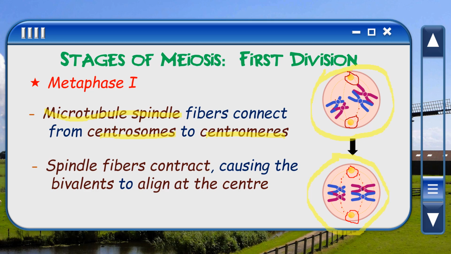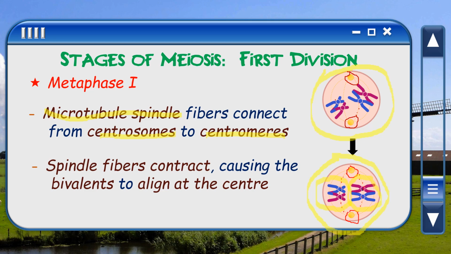Then the spindle fibers now cause the bivalent to align at the center. As we are seeing here, this is a bivalent, or what we are calling a homologous chromosome pair. They align themselves at the center of the cell.